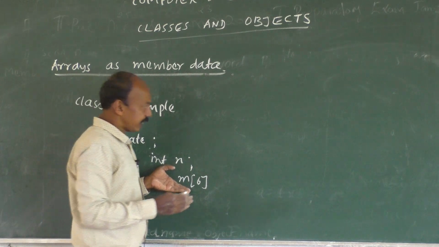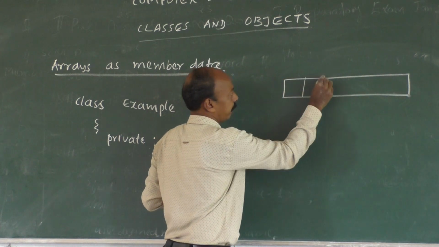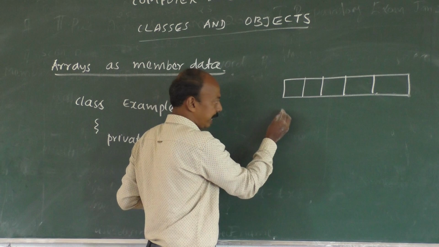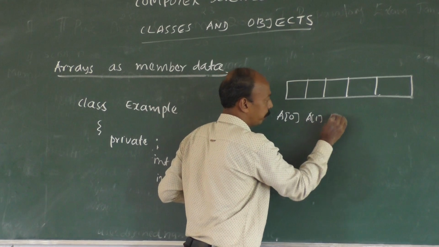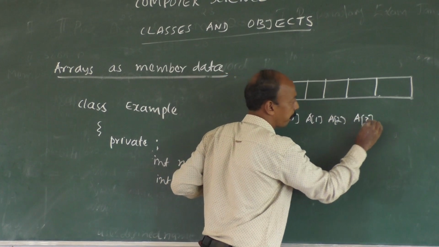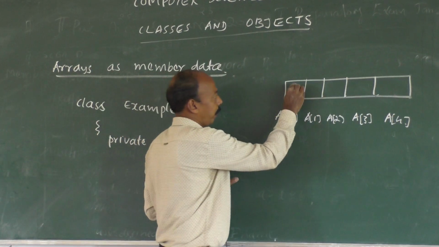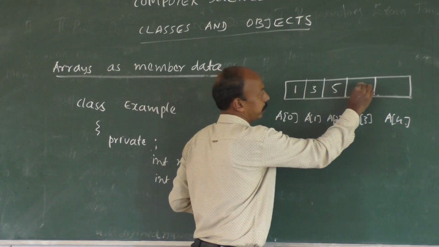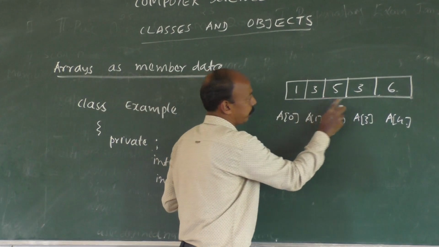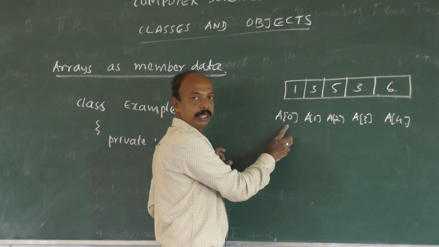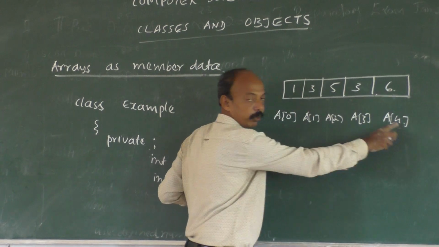For example, suppose there is an array. If the name of the array is A, this is the first element A of 0, A of 1, A of 2, A of 3 and A of 4. Let us input the values to that: 1, 3, 5, 3, 6. How many elements are there? 1, 2, 3, 4, 5. But it starts from 0. That's why the last element will be n minus 1. Here there are 5 elements. 5 minus 1, so it will be 4.